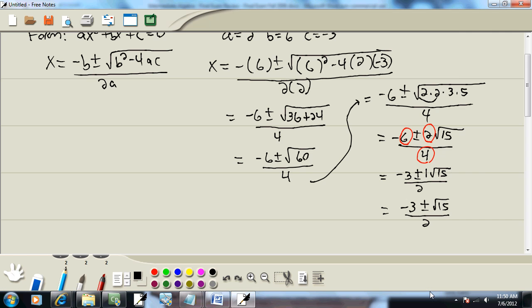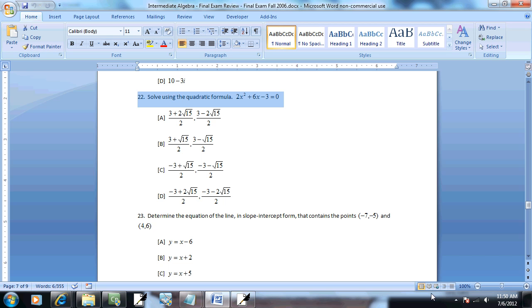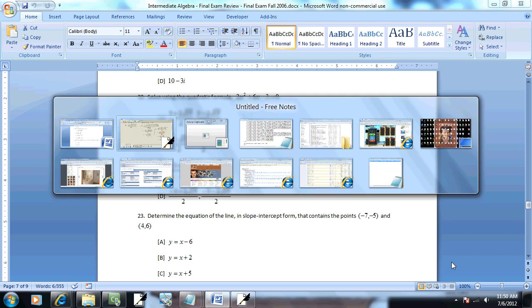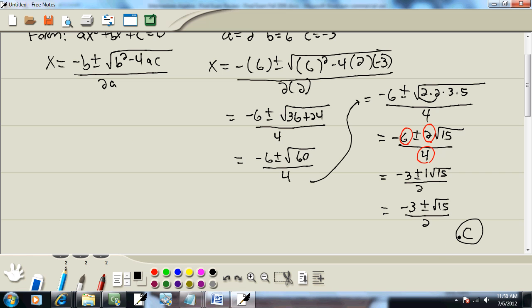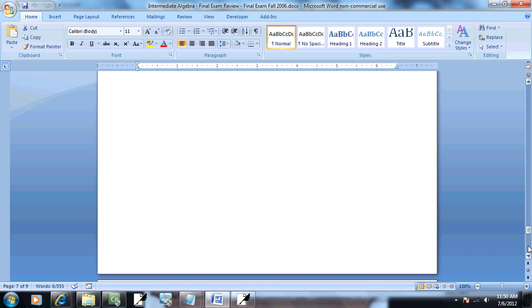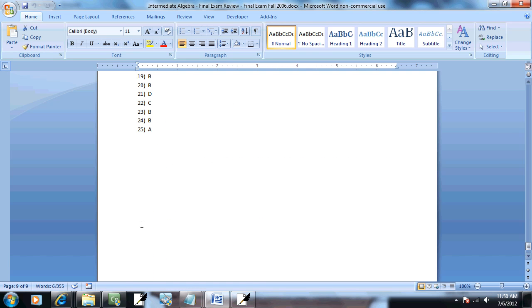Negative 3 plus or minus square root of 15 over 2 looks like C. Let's double check that. 22C. And that's our answer.